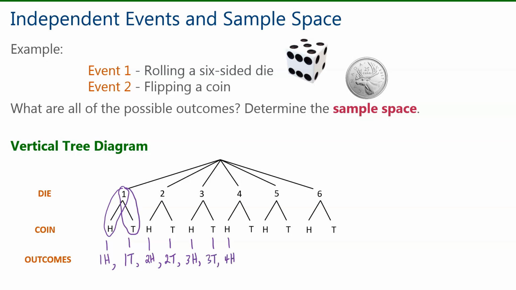Roll a 4 and heads, roll a 4 and tails. Roll a 5 and heads, or roll a 5 and tails. Roll a 6 and get heads, or roll a 6 and get tails. And there we have it, our sample space, all of the possible outcomes neatly organized. As a point of interest, if you count all of the possible outcomes, there are 12.